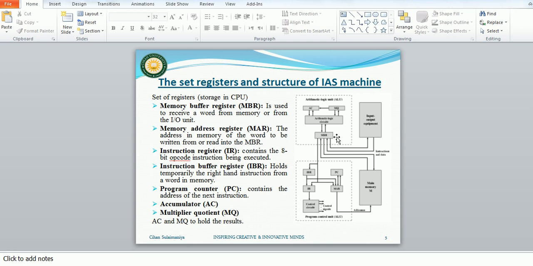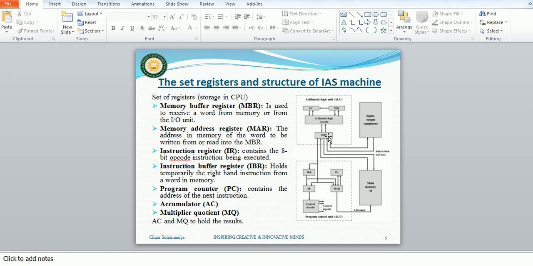That buffer is called the MBR, the memory buffer register. Then the memory buffer register deals with the memory address register, MAR. So what is MAR? MAR here is the memory address register. Sorry, the memory buffer register also deals with the accumulator register, and it deals with the multiplier accumulator through the arithmetic logic unit. So this is the arithmetic logic unit, and there is an accumulator here that helps the arithmetic logic unit.